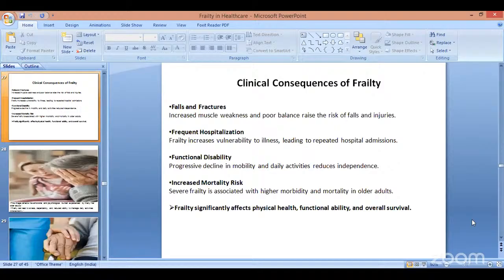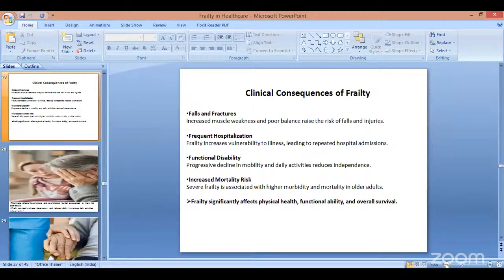Next. Clinical consequences of frailty. What will happen when there is frailty? Falls and fractures: there will be increased muscle weakness and poor balance, which increases the risk of falls and injury. There will be frequent hospitalization because frailty increases vulnerability to illness. And this costs a lot actually. In our US health system, frequent hospitalization or readmission costs 26 billion. When I was doing a rotation with one of the doctors, he told me it costs 26 billion.